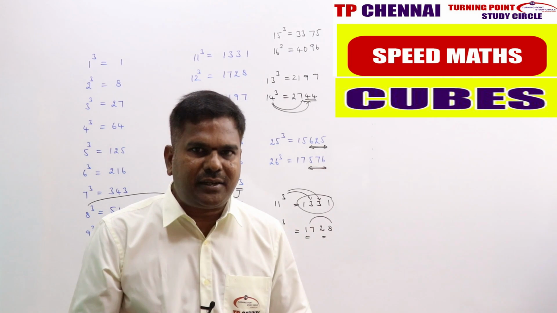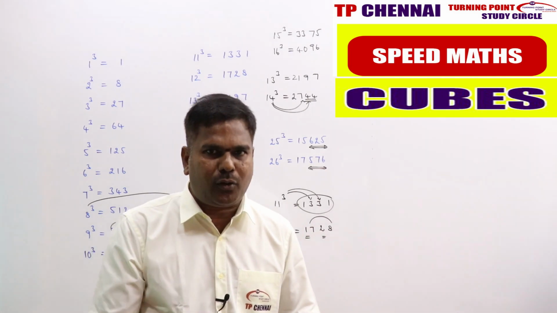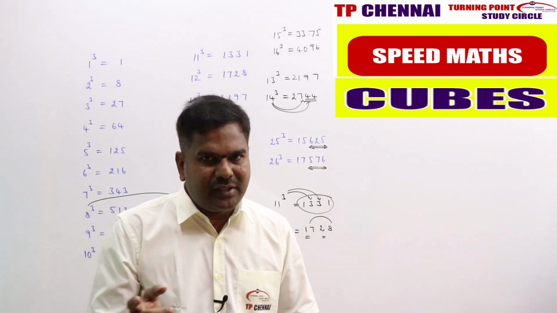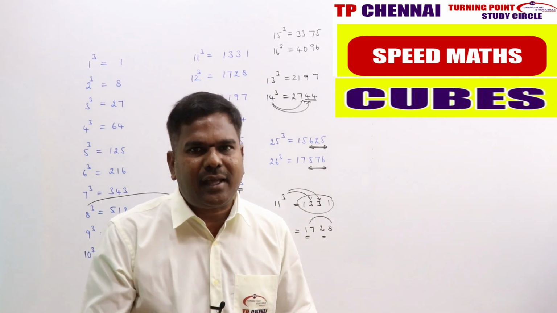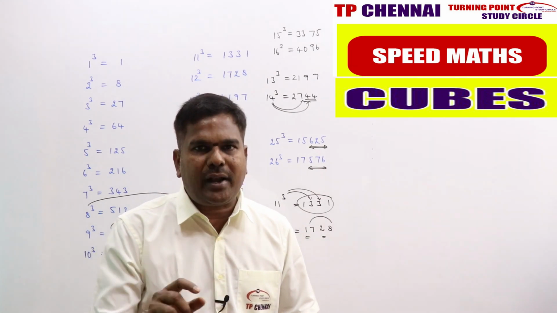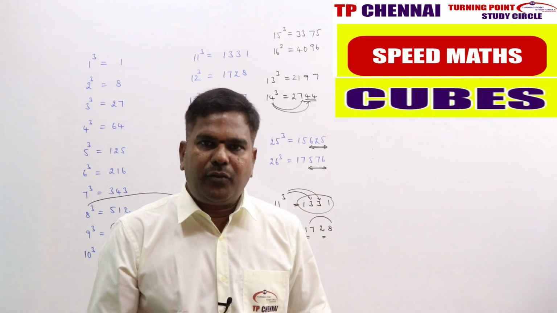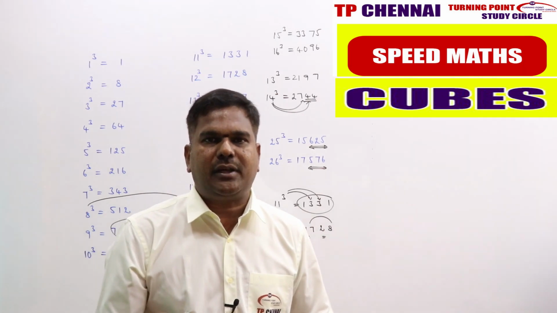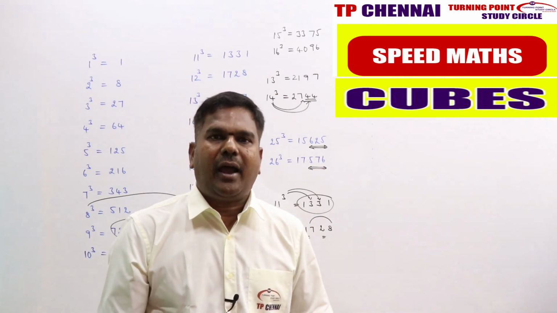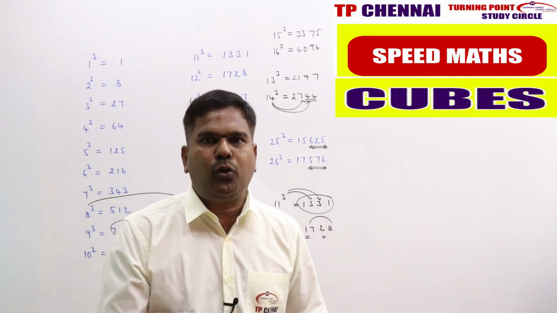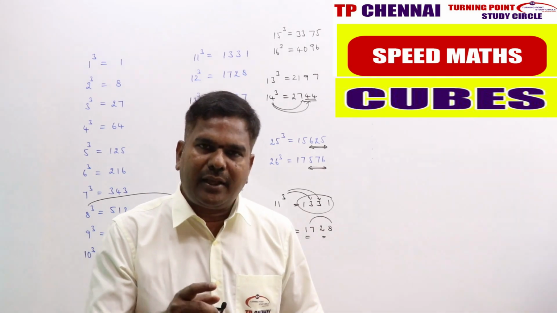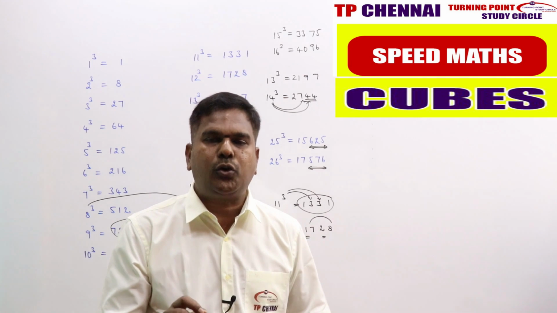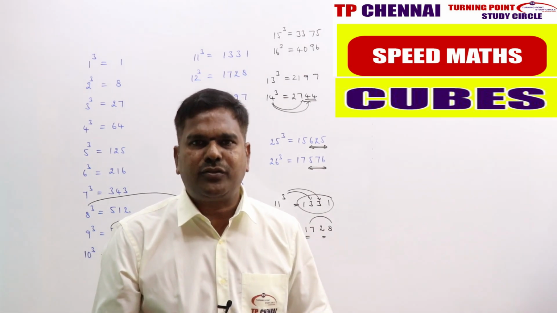13 cube, the last digit is 7, a typical one. I told you to remember 7. 7 threes are 21 and 3 threes are 9, right? So 2197. In 14 cube, it starts with 3 cube, that is 27, and the last two digits are 2 fours. In 14, 4 is there, so it comes as the last two digits. So 2744. 14 cube, 2744.